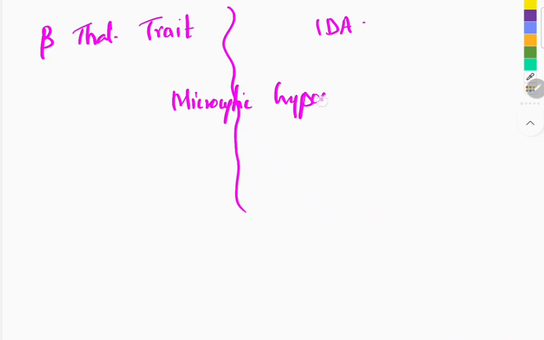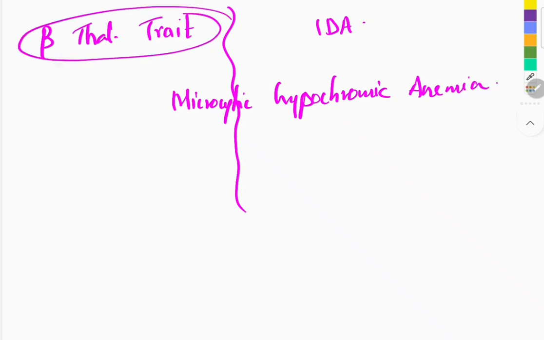hypochromic anemia. So don't forget this. Both look alike in the peripheral smear. If you see microcytic hypochromic anemia, it could be either; actually there are many other diseases. Here it could be beta thalassemia trait or iron deficiency anemia. Now how will you differentiate which is which? We have an index called Mentzer's index. Very, very, very important. Mentzer's index.